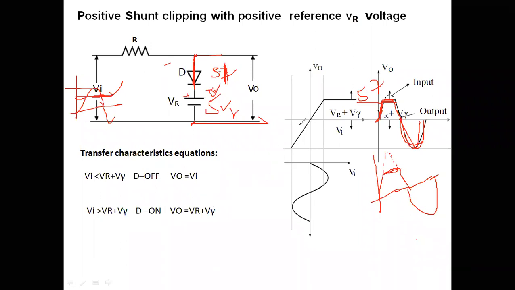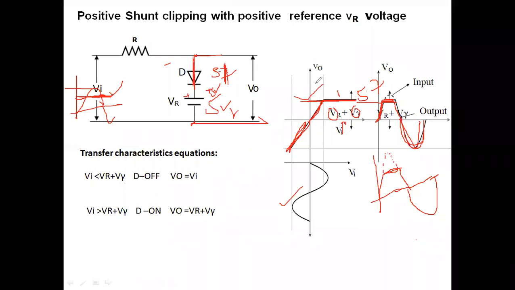Now comes the transfer characteristics. In the negative cycle, whatever the input, the output will increase linearly. In the positive cycle, the diode will be off up to the voltage of VR plus cut-in voltage. This gap is nothing but VR plus cut-in voltage, that is 5.7. Up to 5.7 your output will increase linearly. At 5.7 the diode gets on. Therefore, output voltage will be maintained constant.